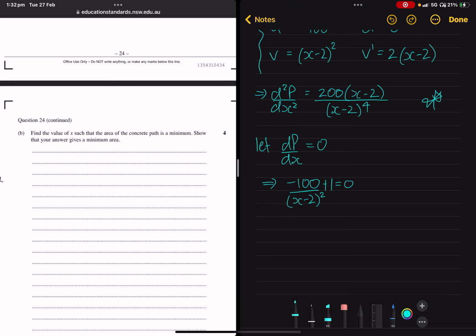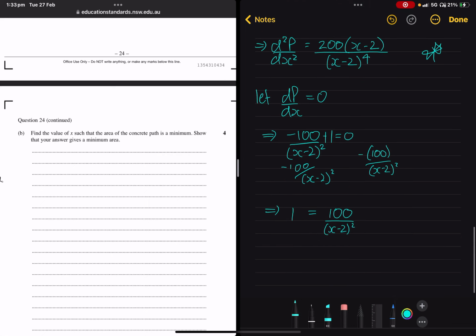So minus 100 over x minus 2 squared from both sides. Minus 100 over x minus 2 squared. So this gives us 1 is equal to 100 over x minus 2 squared. Multiply both sides by x minus 2 squared. This tells us that x minus 2 squared is equal to 100.